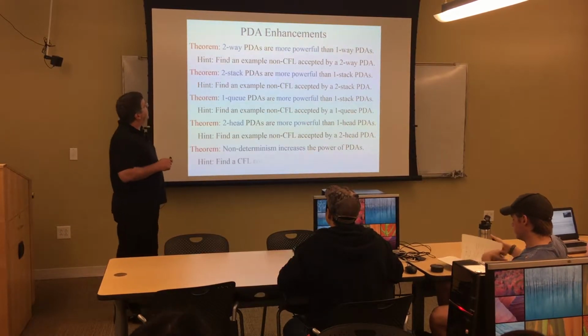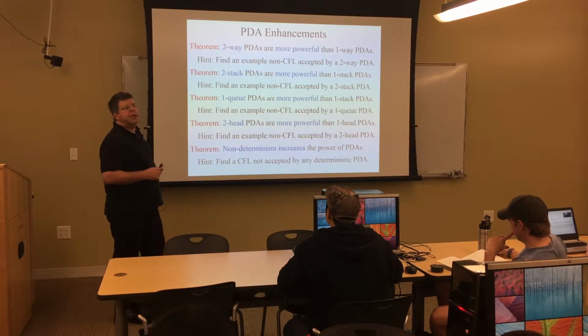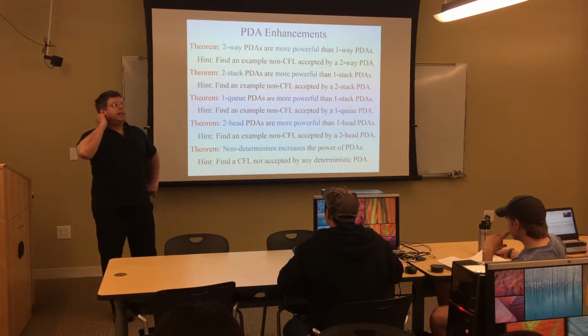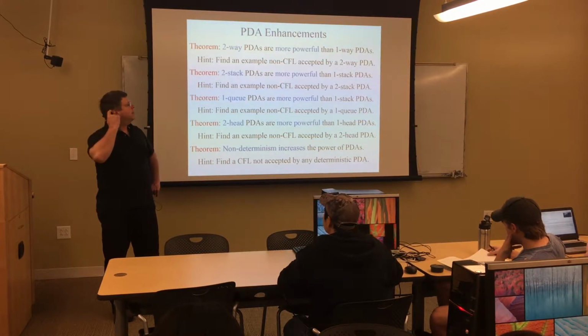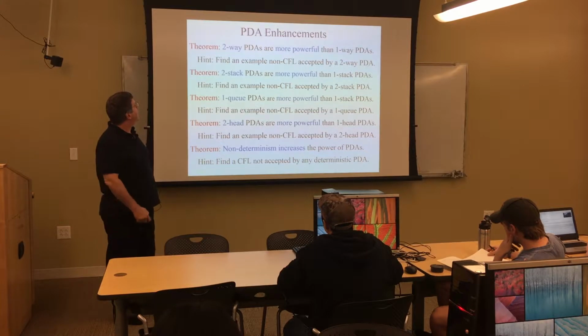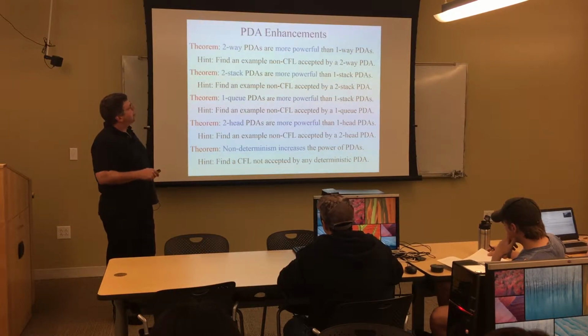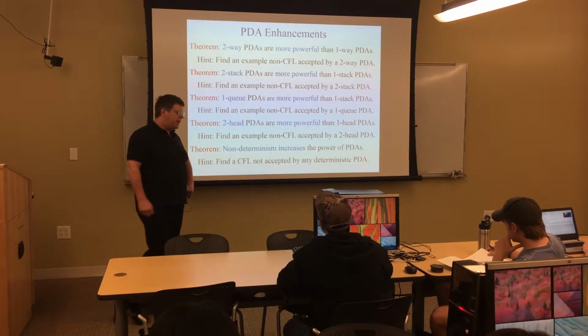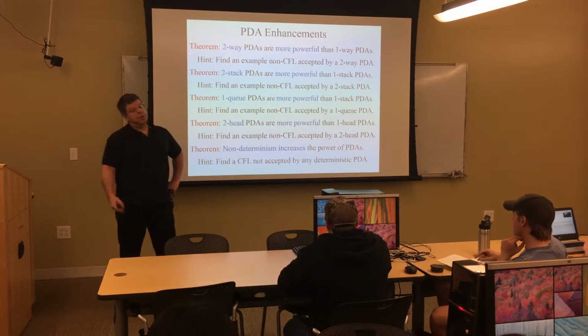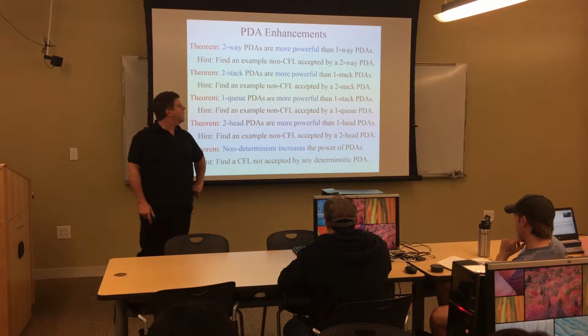We argue that two-way PDAs are more powerful. You can recognize using a two-way PDA, for example, 0 to the n, 1 to the n, 2 to the n. That's not context-free, but it is decidable. It's just not doable with a PDA. Two-stack PDAs are more powerful than one-stack PDAs. A two-stack PDA can recognize WW, which is not context-free, or 0 to the n, 1 to the n, 2 to the n, which is, again, not context-free.